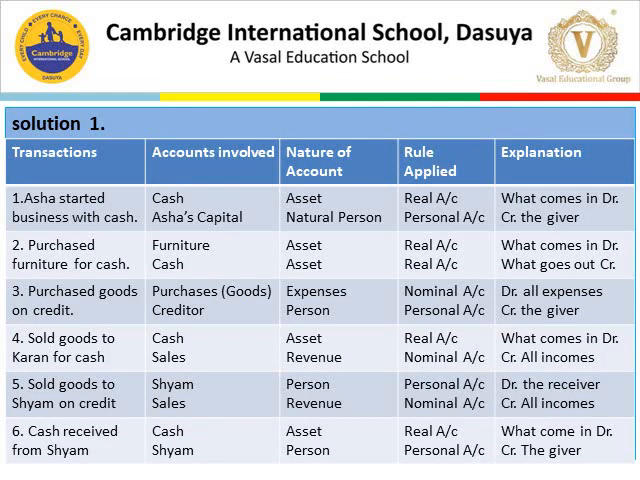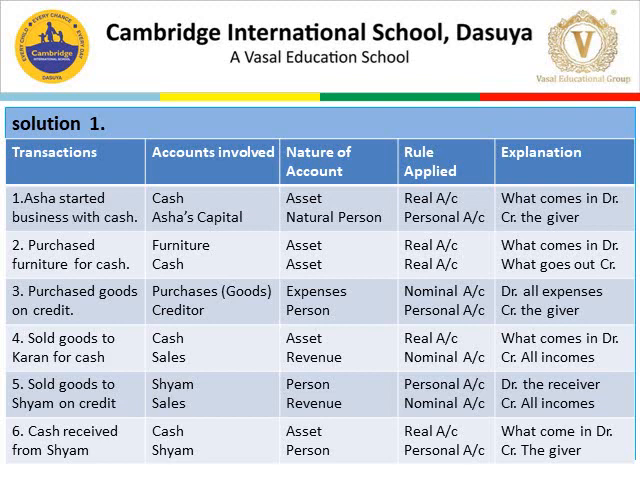We will draw five columns. In the first column, we will write transactions. Second, accounts involved. Third, nature of account. Fourth, rule applied. And the fifth one is the explanation, where we will write the character of the real, personal or nominal accounts. So number 1 transaction is Asha started business with cash. Here the accounts involved are cash and Asha's capital.